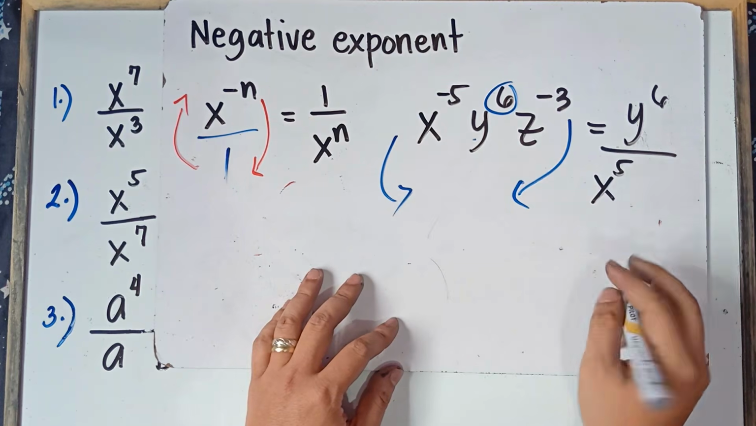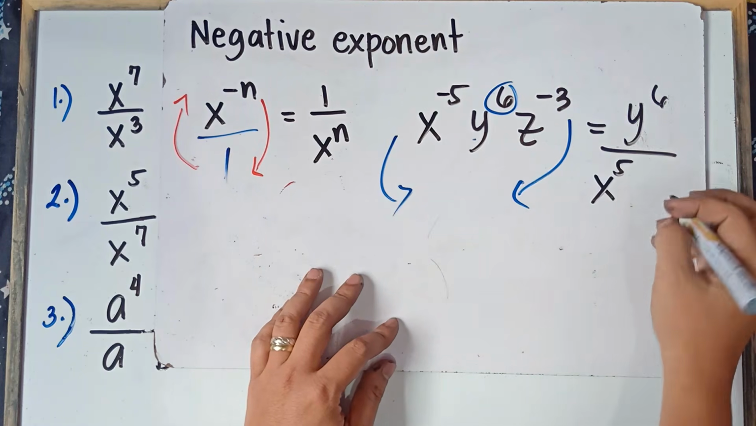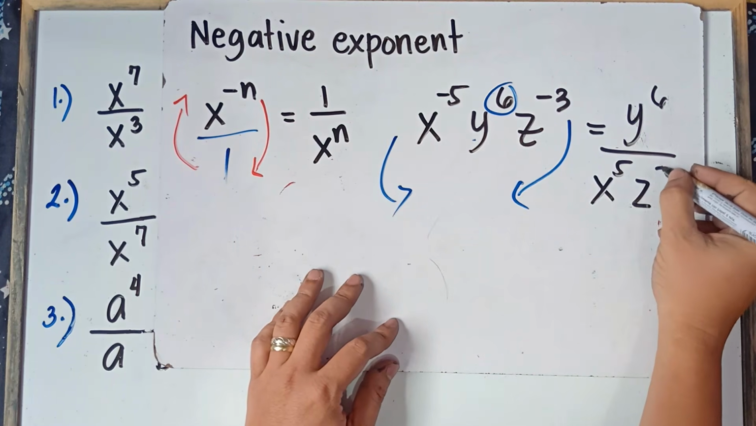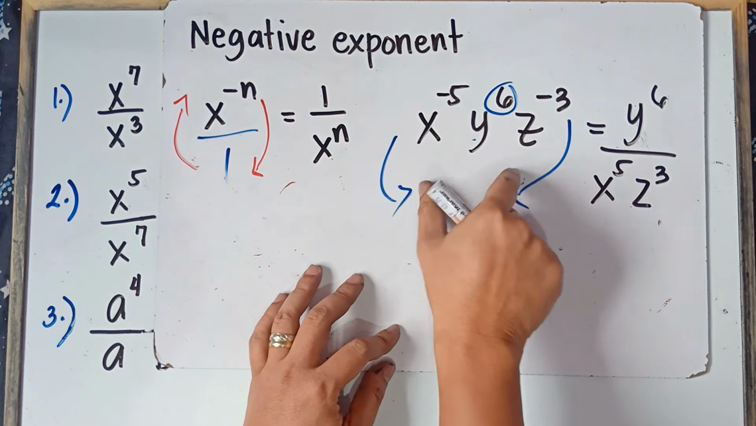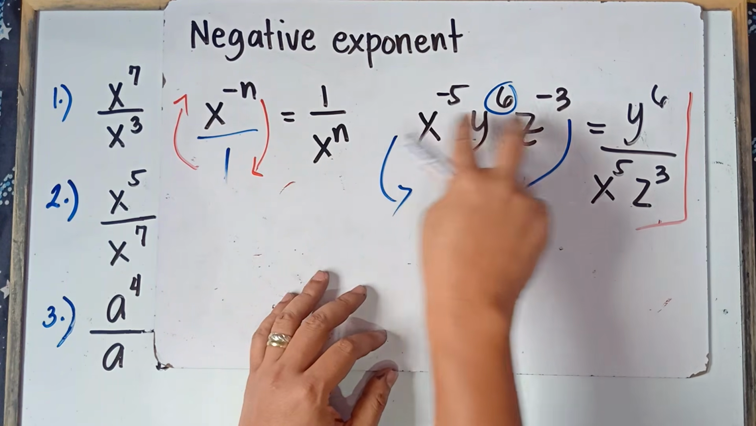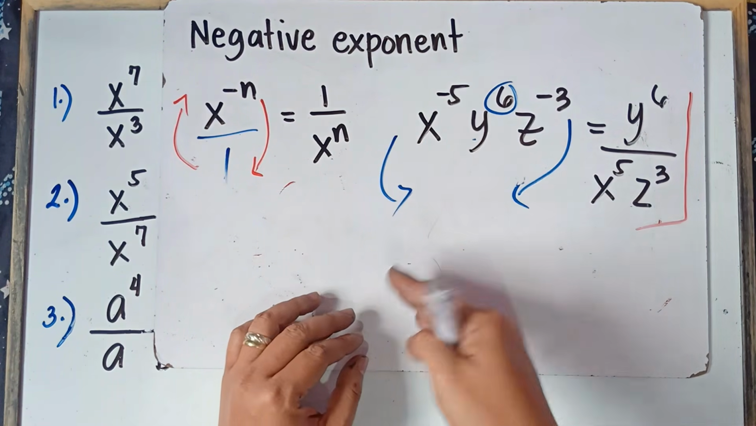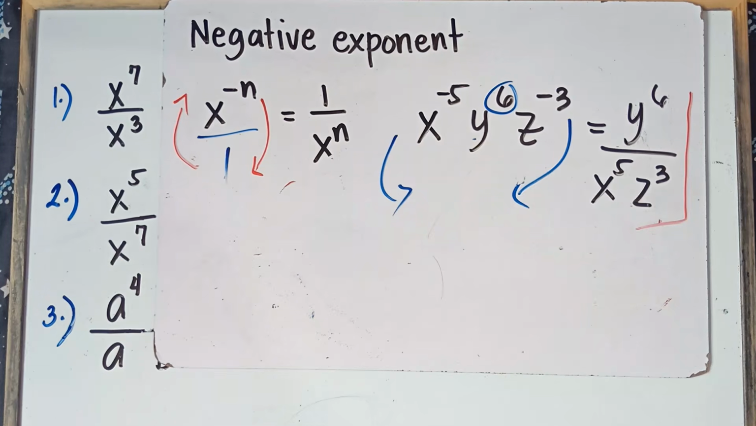X raised to the power of 5. It will become positive. This is negative. We put this one on the denominator. That will be z raised to the power of 3. That's it, class. That's the answer, class, with regards to this given example. If you have a negative exponent on the numerator, simply put that 1 class on the denominator and then the exponent, class, will be positive. I hope it's clear for you, class, with that given example, class.